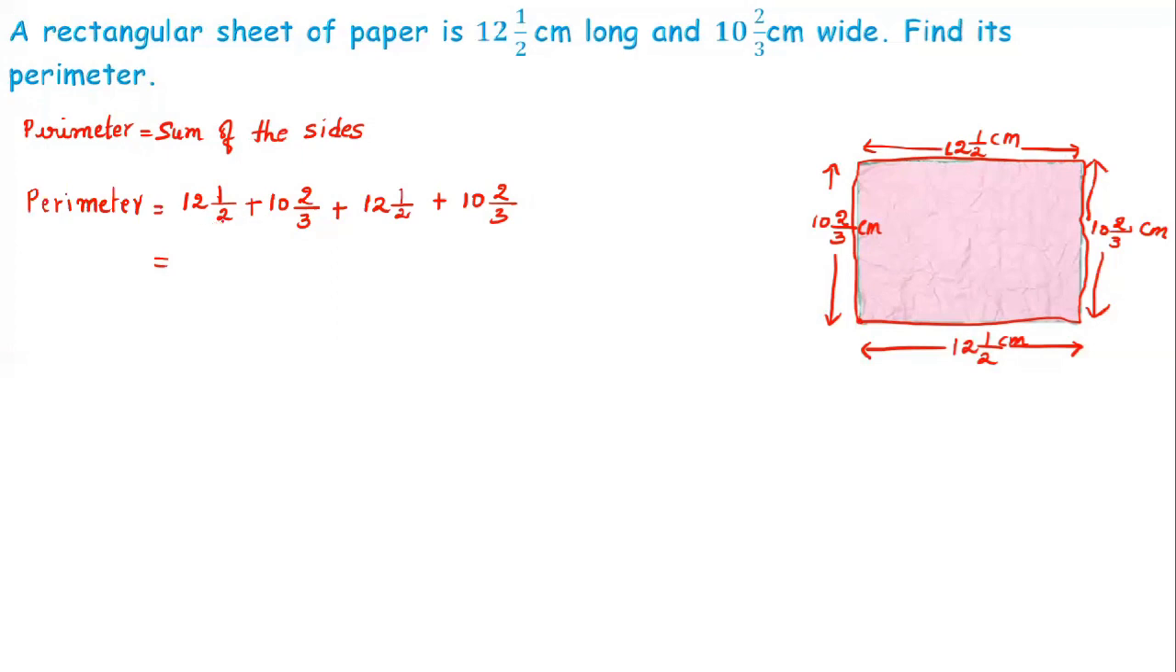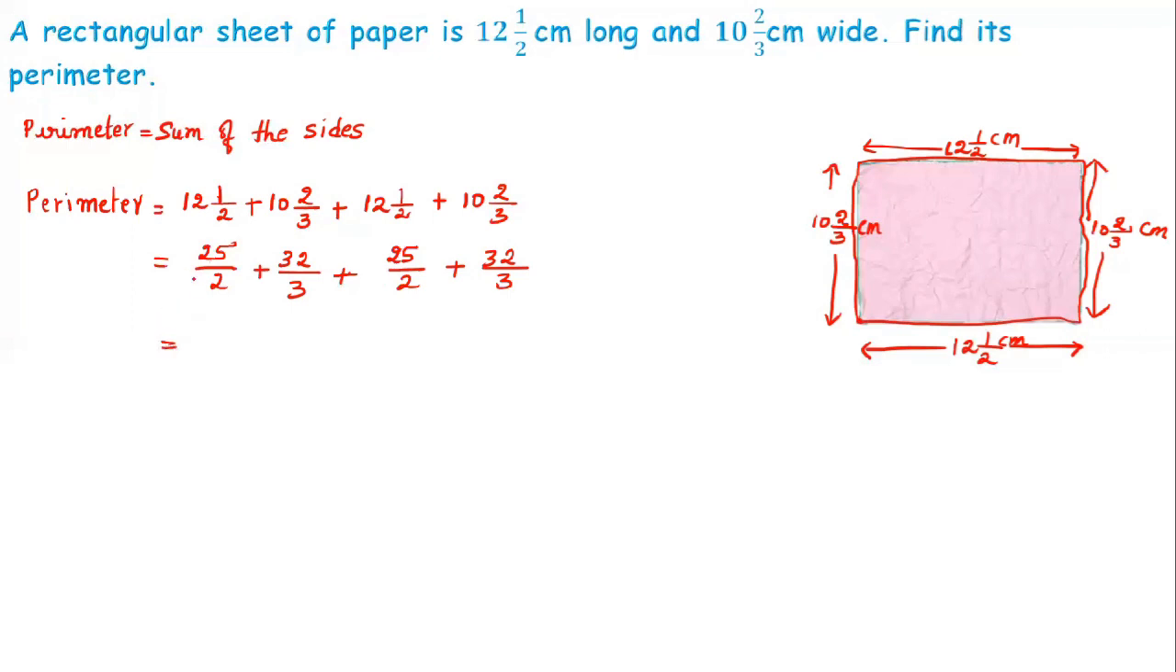Now convert into improper fractions. 2 12s are 24 plus 1, 25/2. Plus 3 10s are 30, then add 2, 32/3. This is 25/2 plus 25/2 plus 32/3 plus 32/3. You can add the fractions if the denominators are equal. See here, 32/3 and 32/3, denominators are equal.